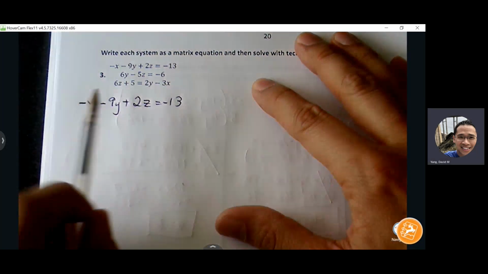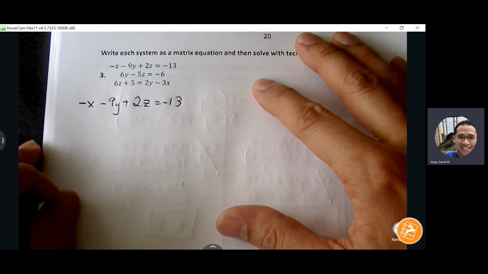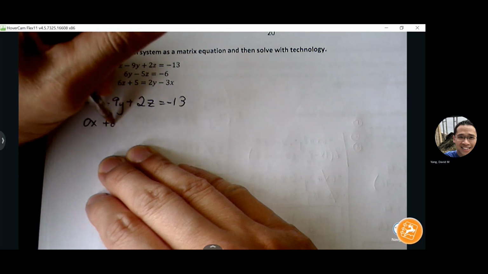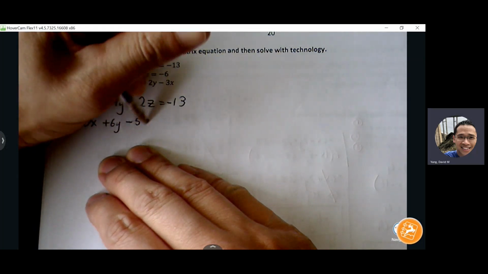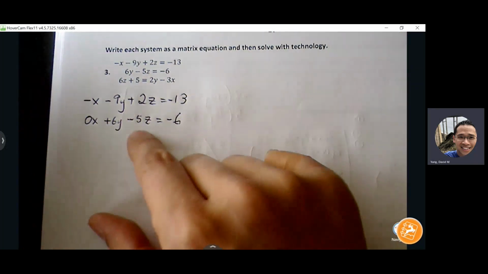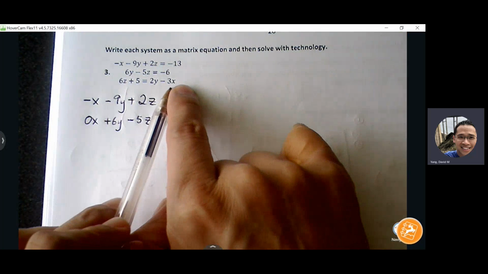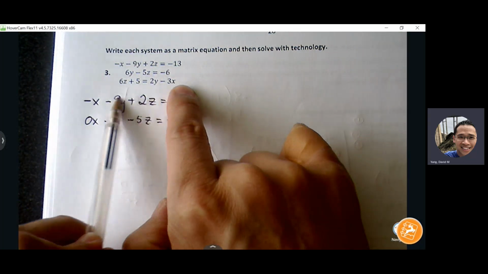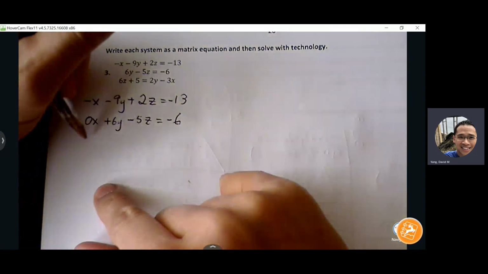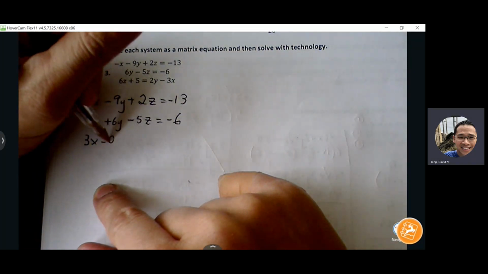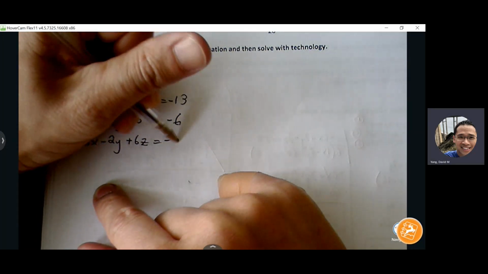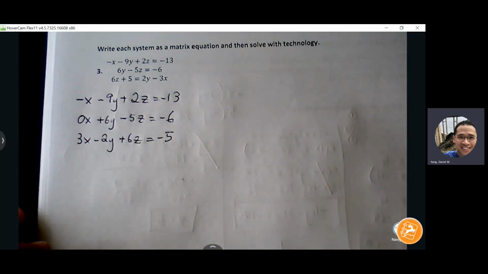And if I don't see a variable represented, I can always put a 0 for that. So I'm going to put 0x plus 6y minus 5z equals -6. Okay. And the third one, I want the 3x over on the left side, I want the 2y over on the left side, and I want that 5 over on the right side. So 3x minus 2y plus 6z equals -5. Okay, so a lot of rearranging with that third equation.